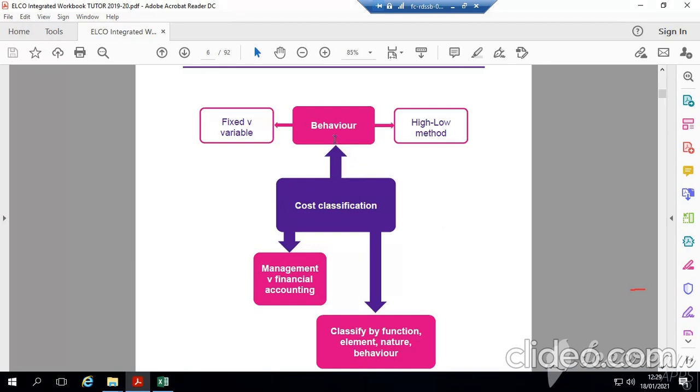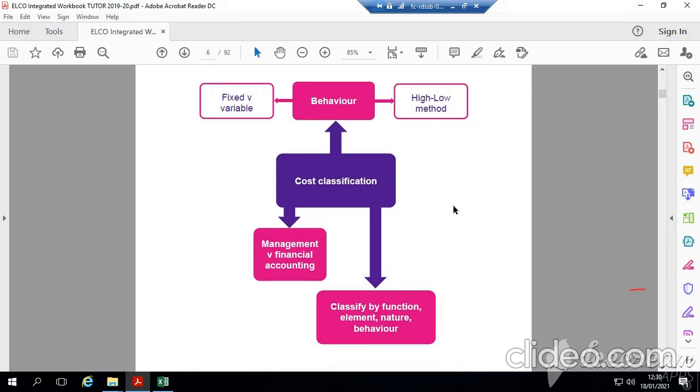Then we're going to look at the behavior of the cost. Okay, behavior, whether it is semi-variable, fixed cost, variable cost. Then we're looking at management against finance. You already studied management against finance. So what is the management cost? What is the financial cost? Okay, so management and finance accounting.